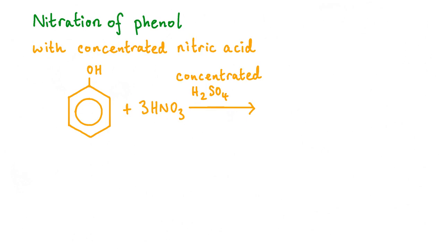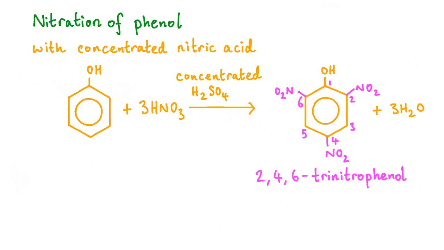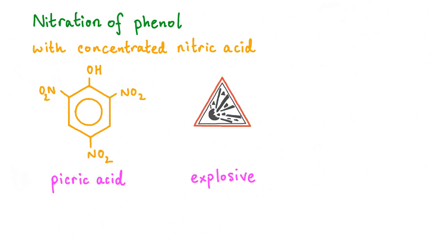If phenol is reacted with concentrated nitric acid in the presence of a concentrated sulfuric acid catalyst, further substitution reactions may occur. The product formed in this reaction is 2,4,6-trinitrophenol. 2,4,6-trinitrophenol is also known as picric acid. Picric acid can decompose very suddenly and exothermically. Large volumes of carbon monoxide, steam and nitrogen gas are produced. It's been used as a high explosive.